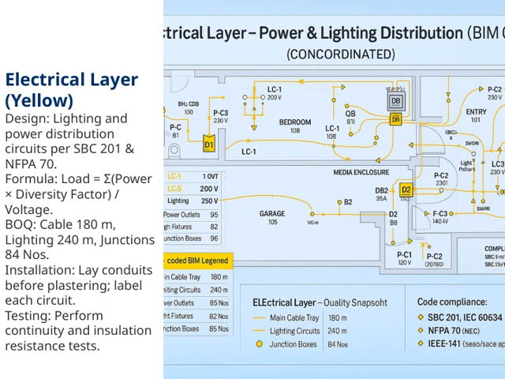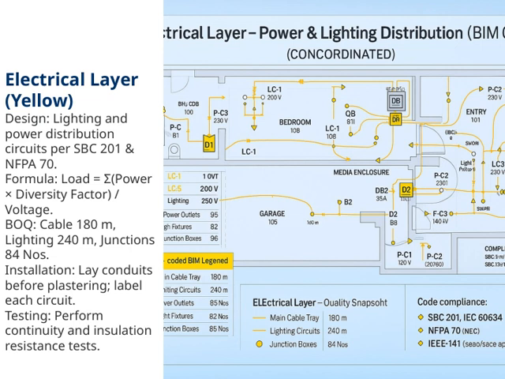When designing this layer, we follow the standards set by SBC 201 and NFPA 70 to ensure safety and reliability. The key here is to carefully plan the lighting and power distribution circuits to meet these codes. A crucial part of this process is calculating the electrical load. The formula we use is the sum of each device's power, adjusted by a diversity factor, divided by the voltage. This helps us determine the total electrical demand accurately without oversizing the system.